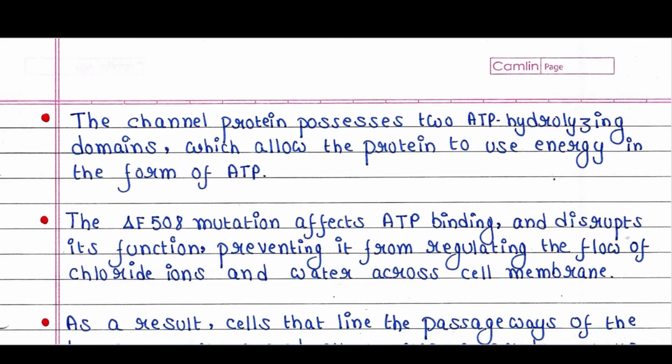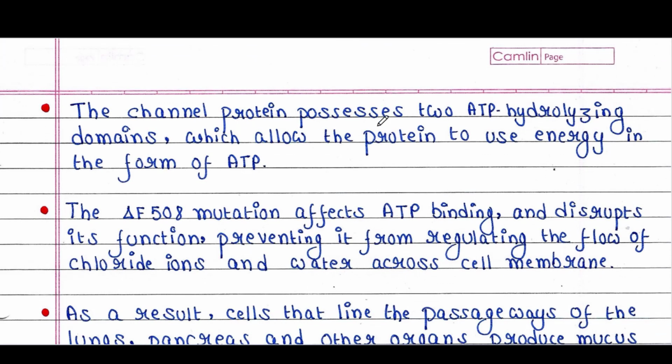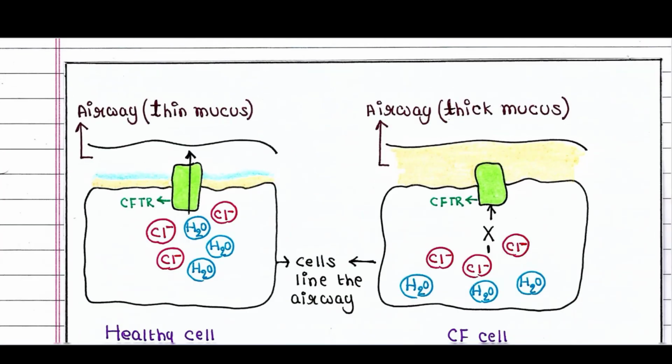Okay. So the channel protein possesses 2 ATP hydrolyzing domains which allow the protein to use energy in the form of ATP. So this CFTR protein contains two domains for ATP hydrolyzation. So this protein actually requires energy in order to transport molecules, and it receives that energy from ATP hydrolysis.